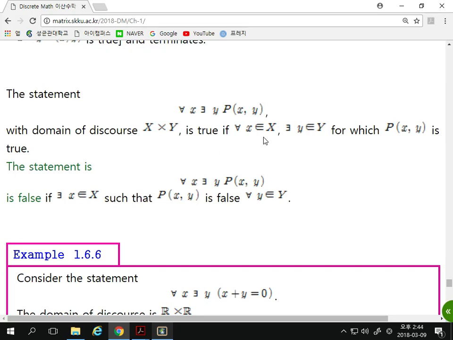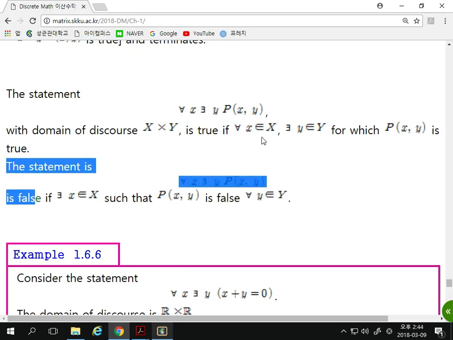for all x, there is y, p is true. But if there exists x in X such that p of x, y is equal to false for all y in Y, then this statement is false. If this is true for all x and y, then true. But if there exists some x, y which makes p of x, y false, then the statement is false. It depends, and you have a statement.